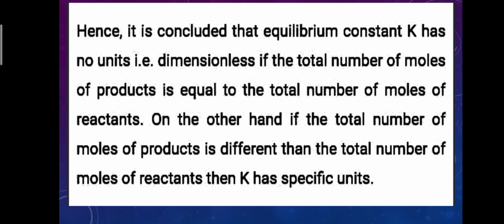Hence, it is concluded that equilibrium constant K has no units, that is, it is dimensionless, if the total number of moles of products is equal to the total number of moles of reactants. On the other hand, if the total number of moles of products is different than the total number of moles of reactants, then K has specific units.